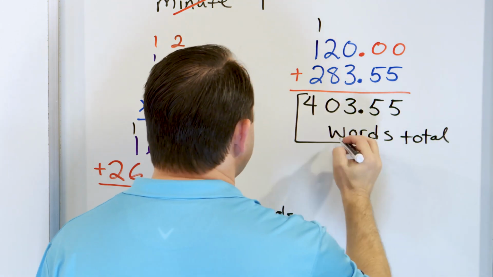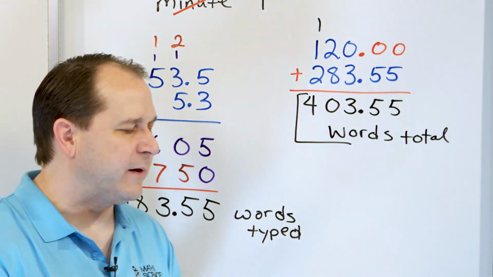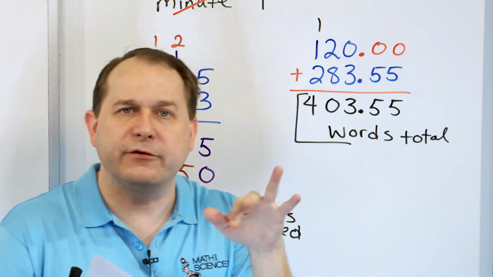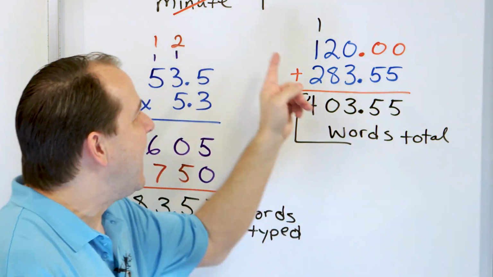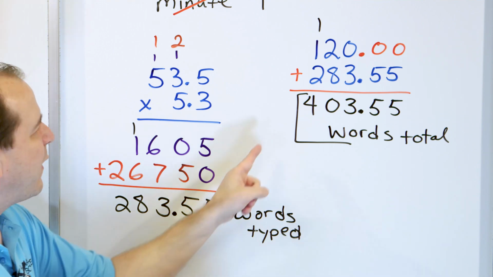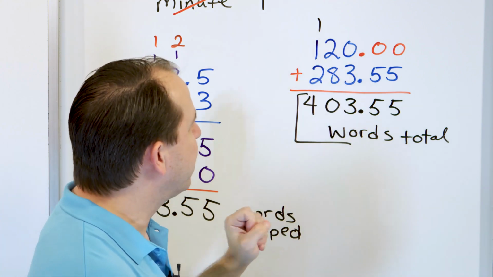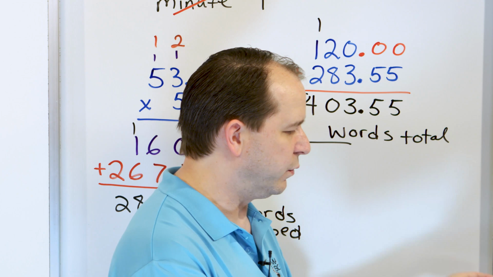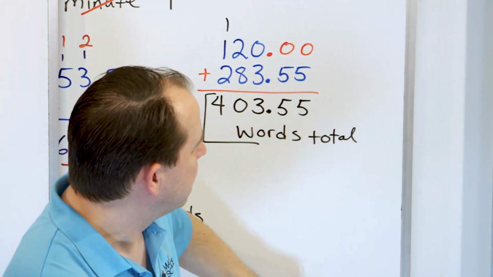on the page. So again, I sat down at my computer, I already had 120 words on the page, and I start typing. When I'm typing, I calculated that I'm going to type an additional 283, just a little bit more than 283 words. So I add that to the amount that was on there, and this is what I get, 403.55 words total. All right, only 2 more.